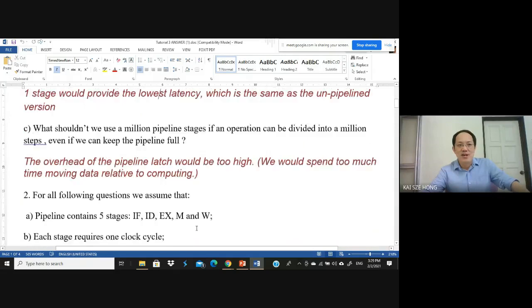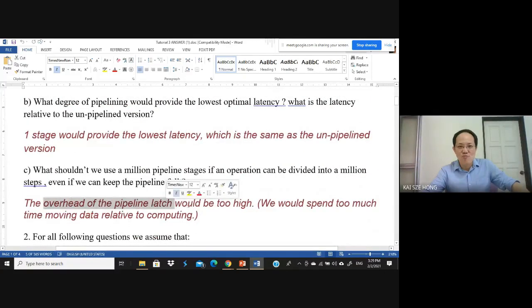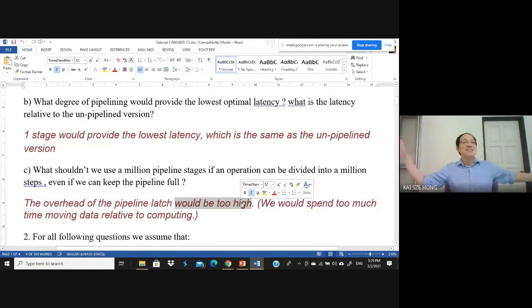Okay, the overhead of the pipeline latch will be too high. So for example, let's say you design 1 million steps. For all steps, you have to put in one pipeline register, so the pipeline latch overhead will be too high. You have to put 1 million. So when the instruction goes through 1 million latches, it will take a few hours already, right? So we will spend too much time moving data relative to computing. You just move the data from one to another. That's why, from the previous question, in the lecture notes, there is a 0.2 for pipeline latches, right? Time spent on overhead. So this will also count in the time required. Okay, very good. So everyone gets the idea, okay?